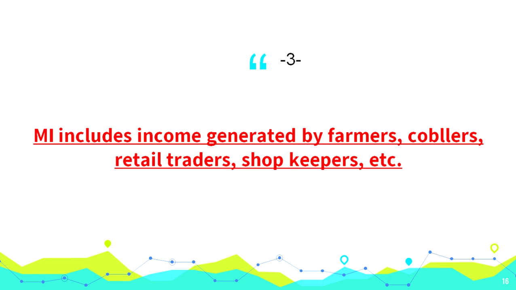Now the last one is mixed income, that is the income received by different people for their self services. For example, a shopkeeper runs his own business. He has to get his income from the work that he does. Then it can be a doctor having his own clinic, who has to generate income on his own. And farmers and cobblers, all this together is called mixed income.